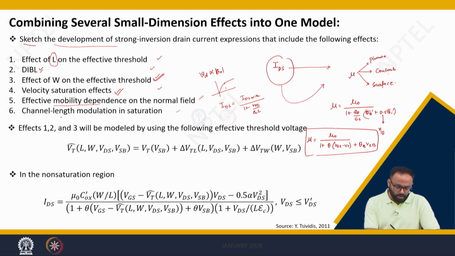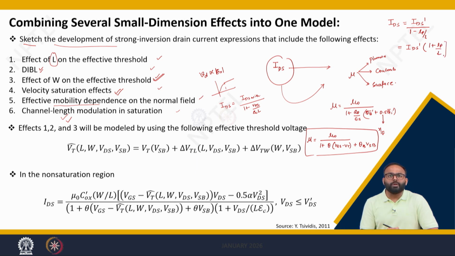And the last, we want to include the channel length modulation. We have also discussed this impact, that the drain current IDS can be given by IDS dash divided by 1 minus LP by L, right, and you can simply solve as IDS dash into 1 plus LP by L. Now let us see how we can incorporate these models in our previously derived model, and change the model for short channel effects.